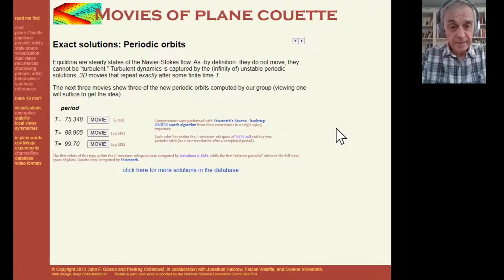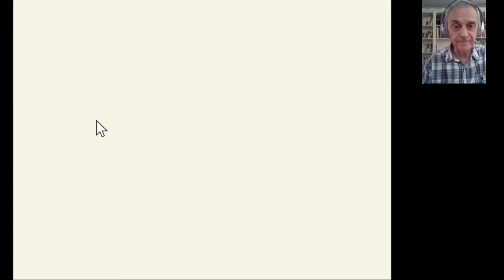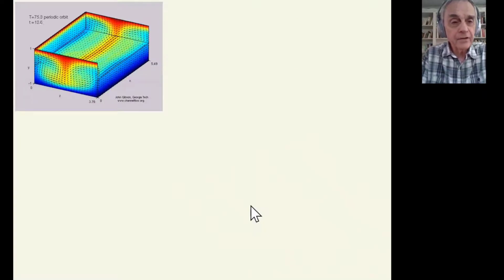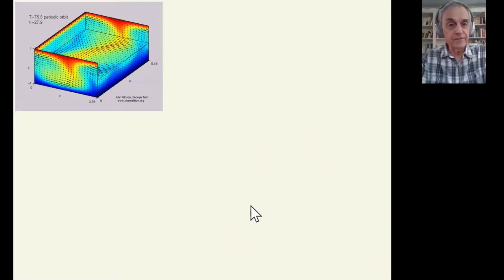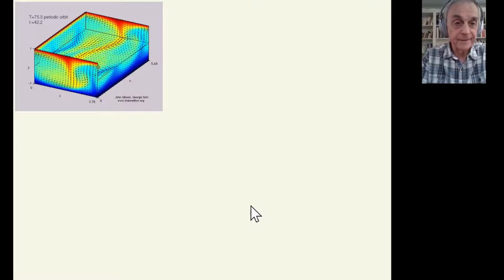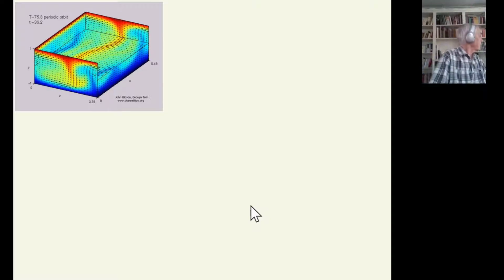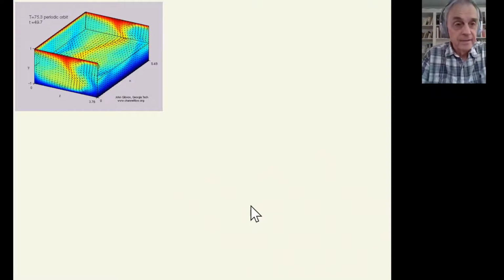And that was done by Kawahara. He discovered the first periodic orbit. Now let me show you what periodic orbits are. So this just looks like what I showed you before. The thing that looks turbulent gets almost regular, then it's unstable, falls apart, does something. But if you look at the upper left corner, it actually has a period which is 75 units.